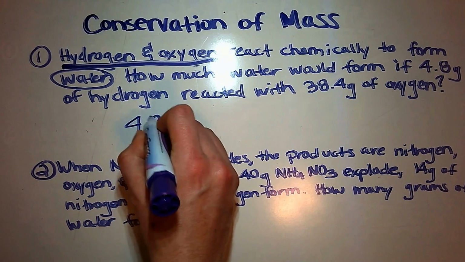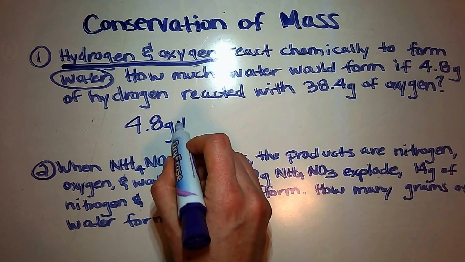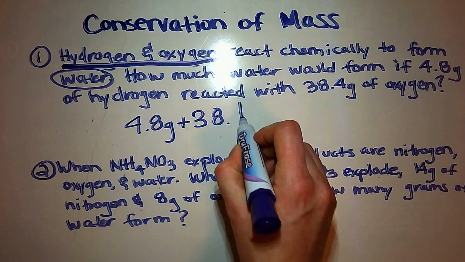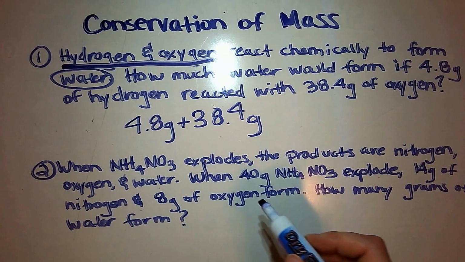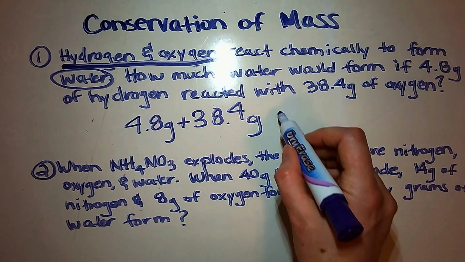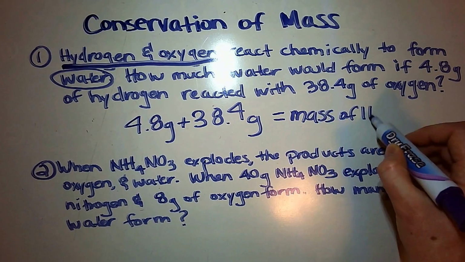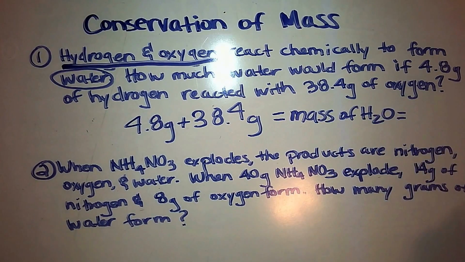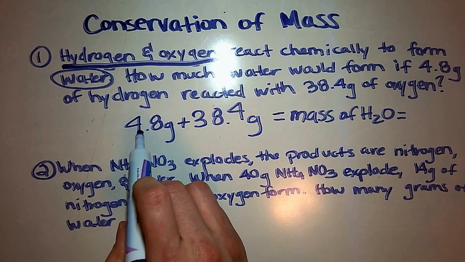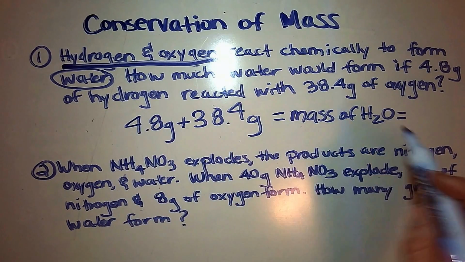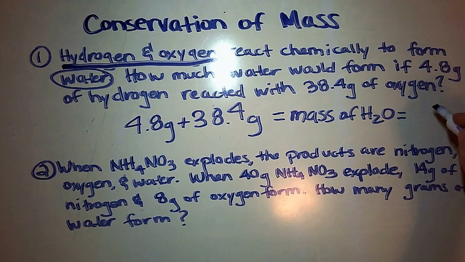So I started with 4.8 grams of hydrogen plus 38.4 grams of oxygen. Now, according to the law of conservation of mass, this will equal my mass of water. So when I plug that into my calculator, 4.8 plus 38.4 grams, I have that my mass of water, my product, is 43.2 grams. Simple enough. Alright, let's move on to our second example.